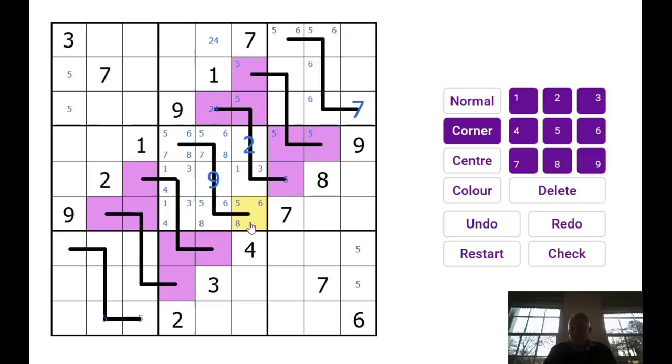Trying to get Simon's notation right. I've been able to have a lesson from him since he's here. So we've got 2, 4, 1, 9, 7 up there.